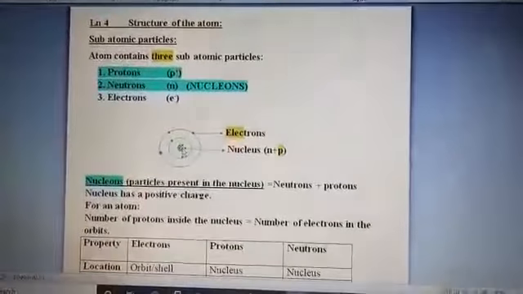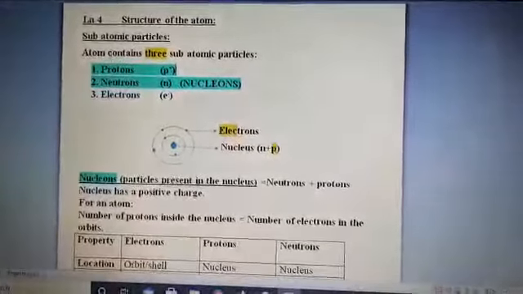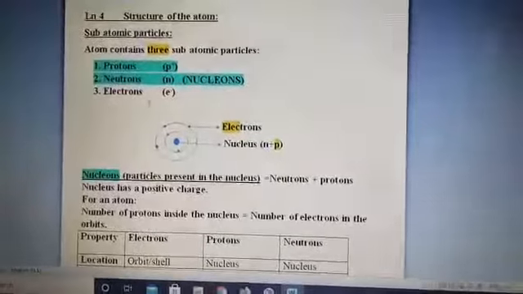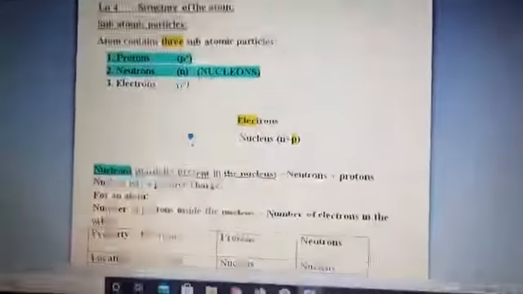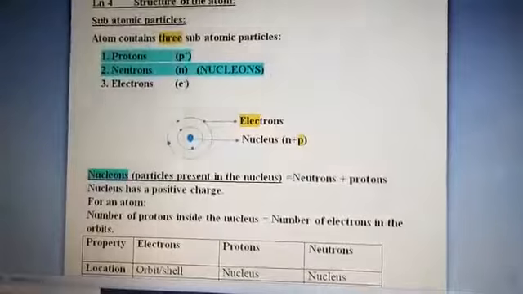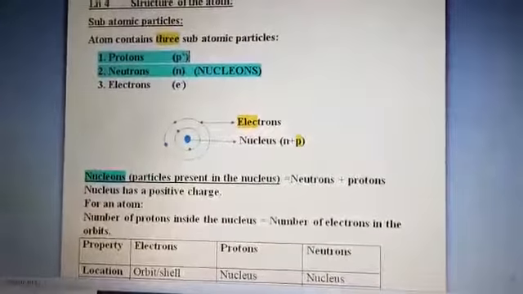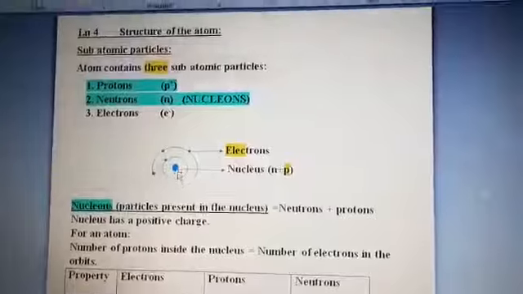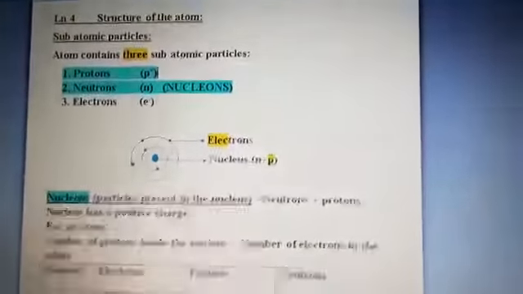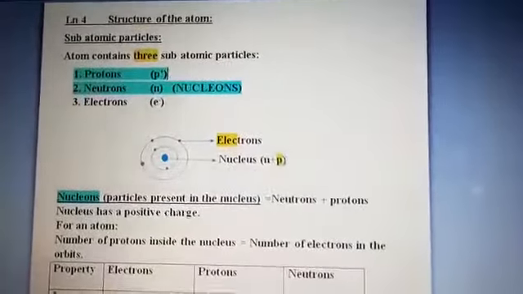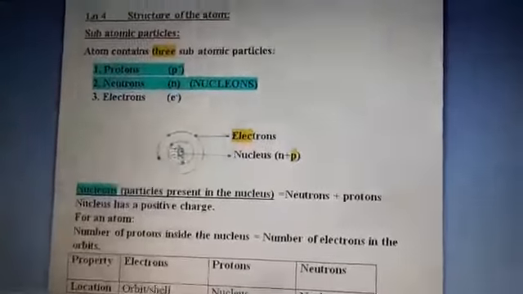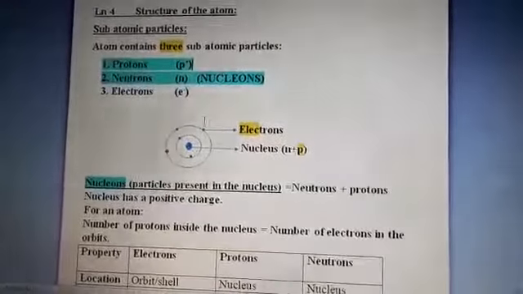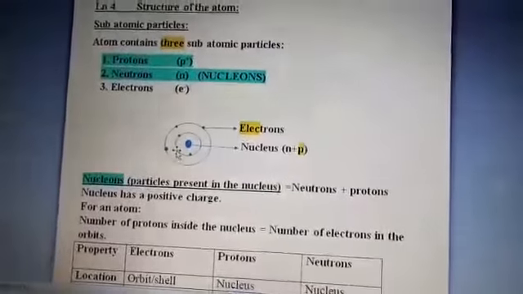Now, an atom contains three subatomic particles. As you can see, I've written here protons, neutrons, and electrons. Protons and neutrons are present inside the nucleus, and that is why together they are termed nucleons. Clear? Protons have a positive charge, and electrons have a negative charge. Neutrons do not have any charge, while protons have a positive charge. So the nucleus is overall positively charged, while these orbits, which you can see here, contain electrons.